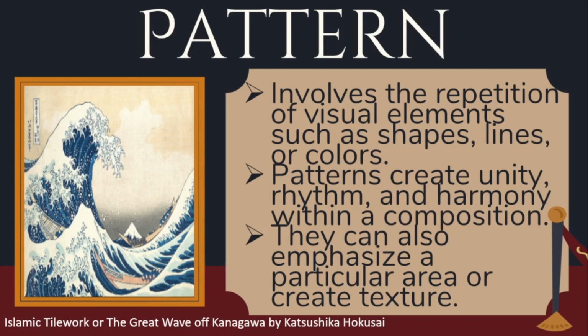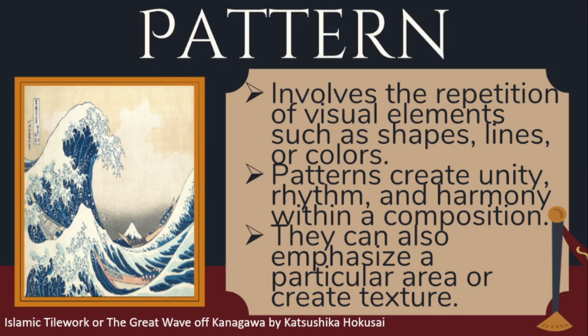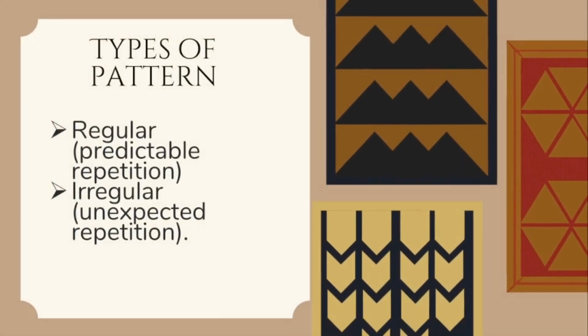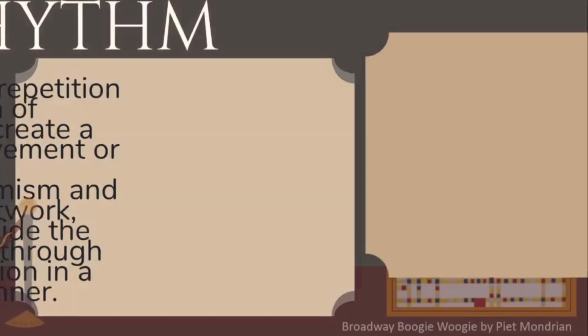Example: Islamic tilework or the Great Wave off Kanagawa by Katsushika Hokusai. Islamic tilework features intricate, repeating geometric patterns that create a structured and harmonious design. Hokusai's Great Wave also shows repeating wave patterns, reinforcing a rhythmic visual effect. Types of patterns can be regular, predictable repetition, or irregular, unexpected repetition.